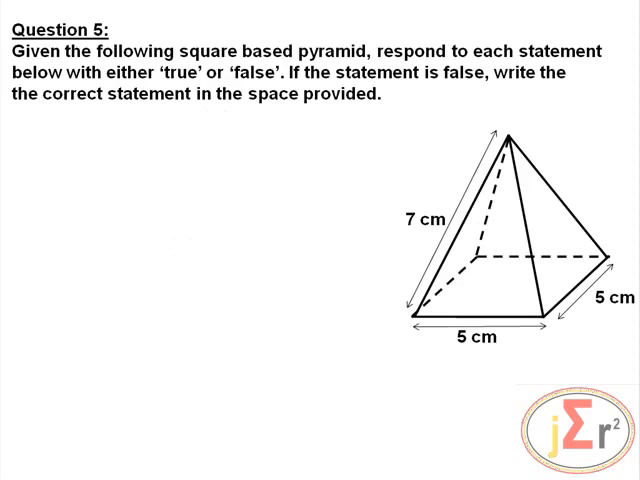Given the following square-based pyramid, respond to each statement below with either true or false. If the statement is false, write the correct statement in the space provided. That means if the statement is true, we just need to say that it is true and move merrily along.